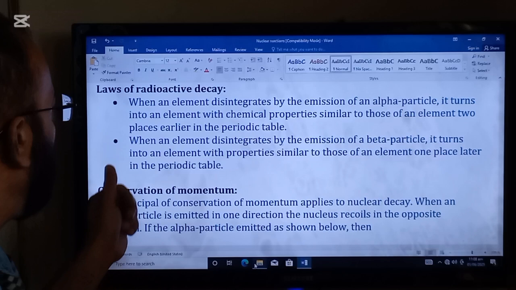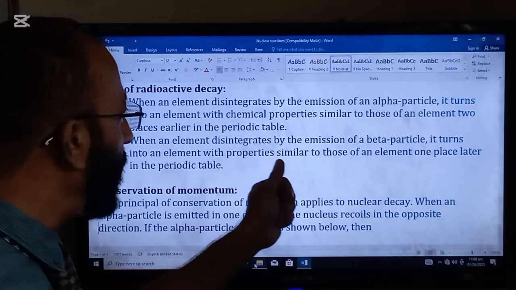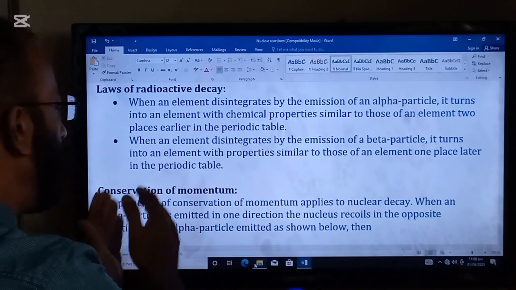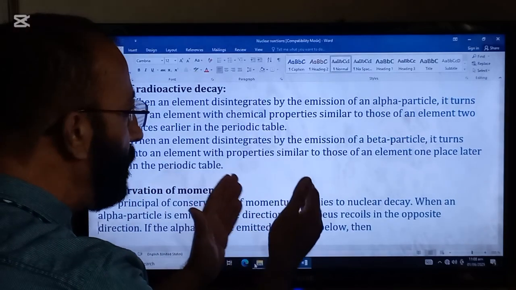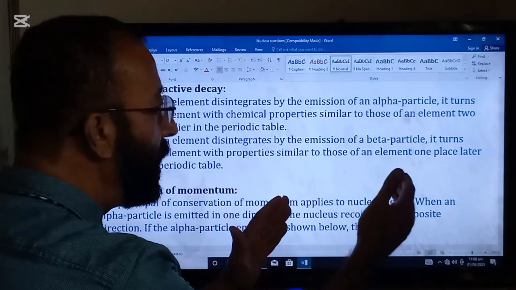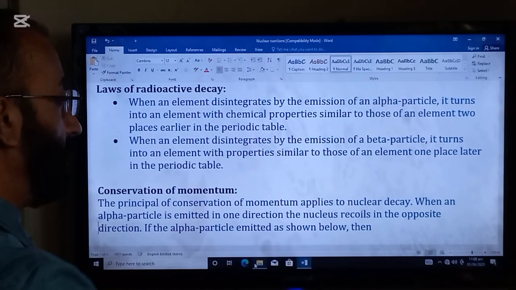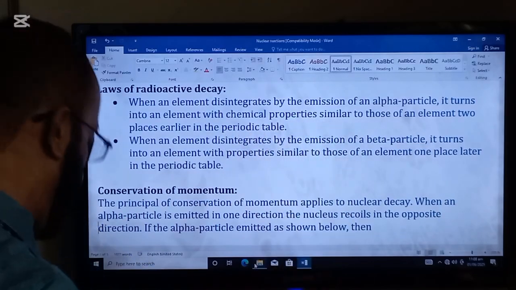On the other hand, when an element disintegrates by the emission of the beta particle, it turns into an element with properties similar to those of the element one place later in the periodic table. So these two are very important points.